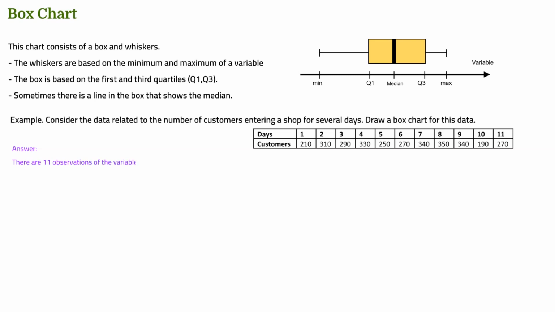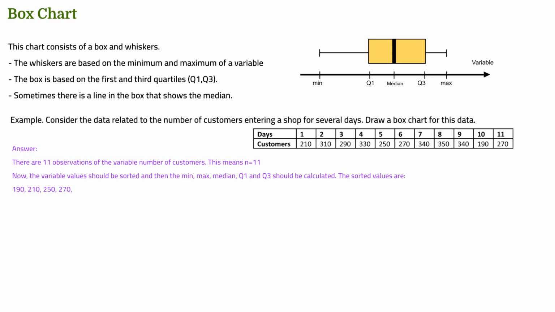Answer. There are 11 observations of the variable number of customers. This means n is equal to 11. Now the variable values should be sorted, and then the min, max, median, Q1 and Q3 should be calculated.